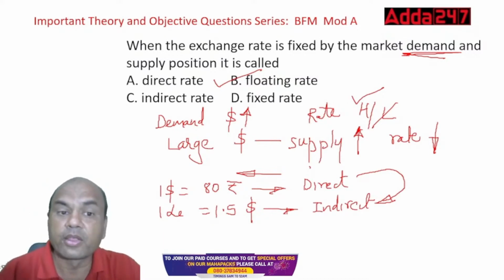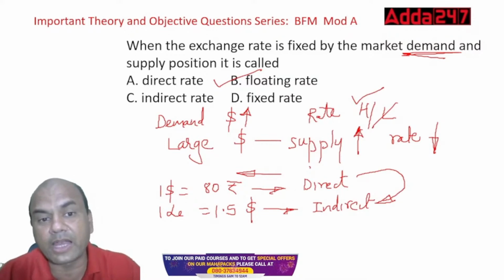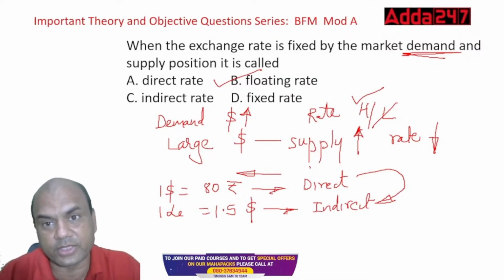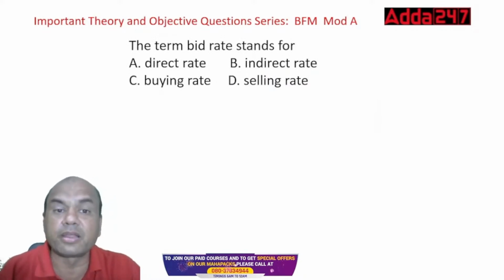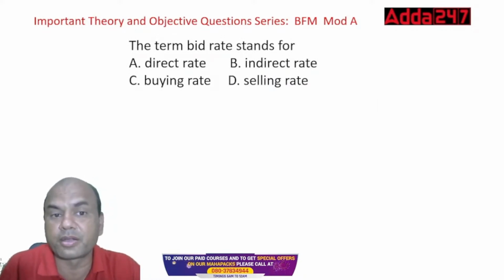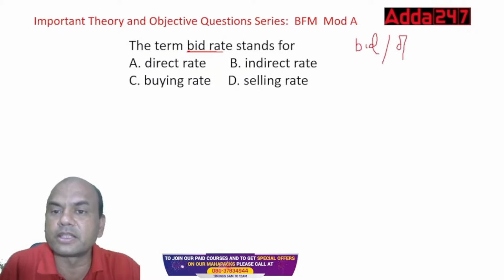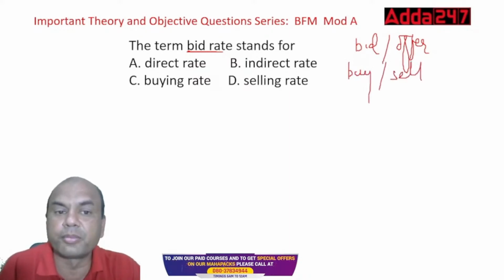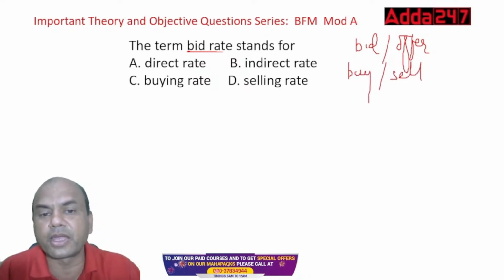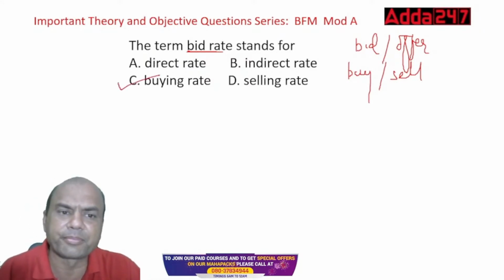Okay. So this is the concept of direct, indirect, floating and fixed, right? The term bid rate stands for bid. Bid means what? Bid rate. Bid offer, bid offer. Okay. It's like this. So you call it buy and sell. Buy and sell. So bid stands for buying rate.